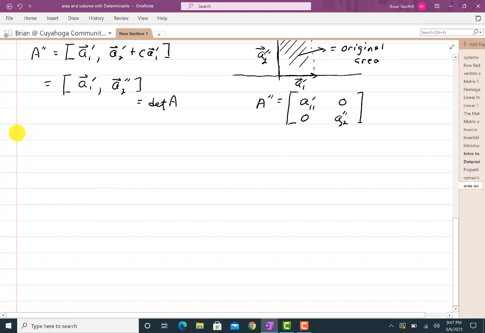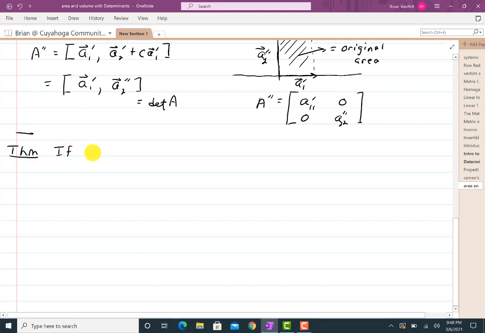Let me write up a theorem. I'm not going to go through every single step of doing the theorem. It's kind of a pain, but you get the idea. Without changing the determinant, I'm able to compute the area with the determinant. So let's write this down.